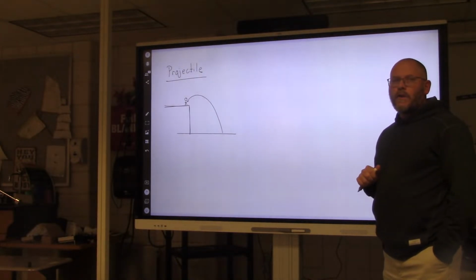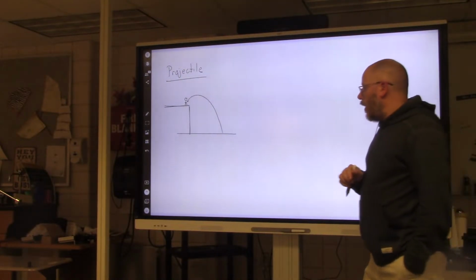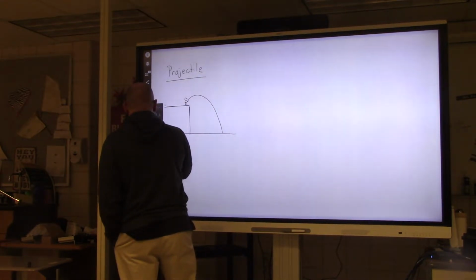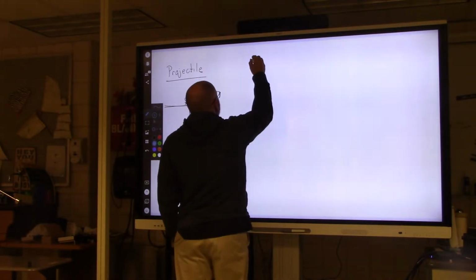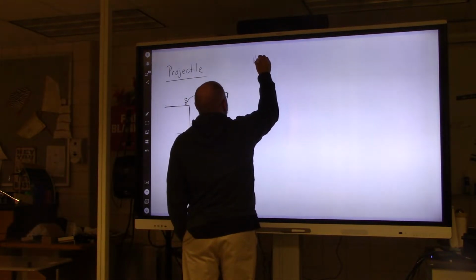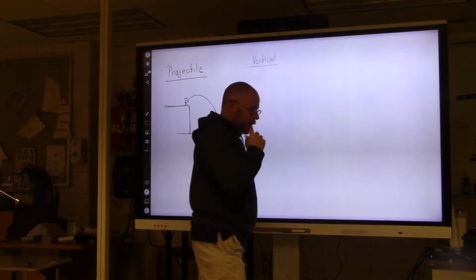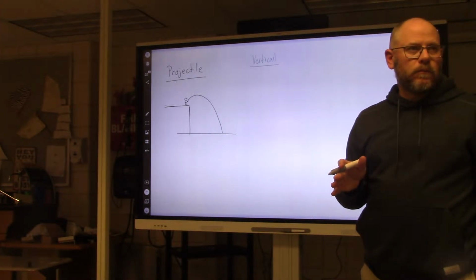So there's 3 things about this that are important. Okay? We need to be able to understand the horizontal motion and the vertical motion. So let's do the vertical first, because that's the easiest one to understand. So the vertical motion is the same as free fall.